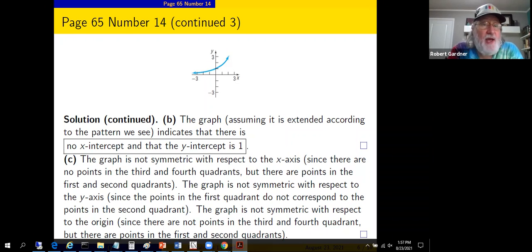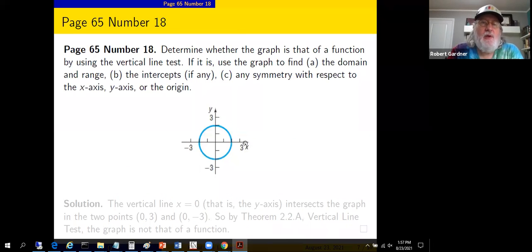Having given us the graph, let's look at another one where they also give us the graph and ask us, is it a function? And they ask about the symmetries, if it is a function. So number 18 says, determine whether the graph is that of a function by using the vertical line test. If it is, then check out all this symmetry stuff. Well, it isn't. So if we strictly read this question, it says if it is a function, then talk about domains and intercepts and all that stuff.